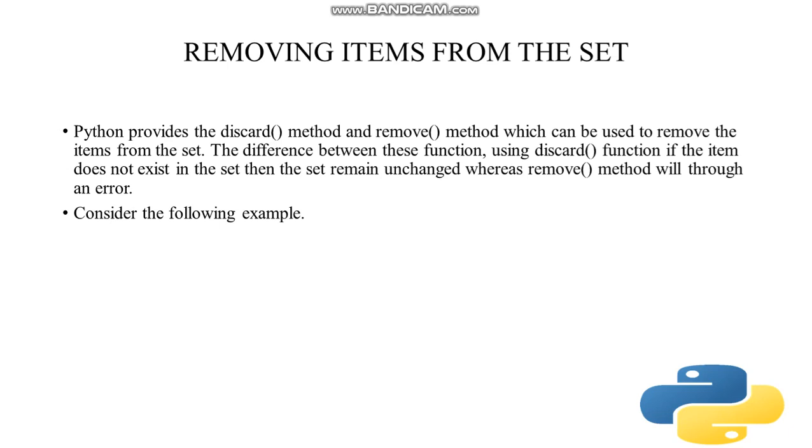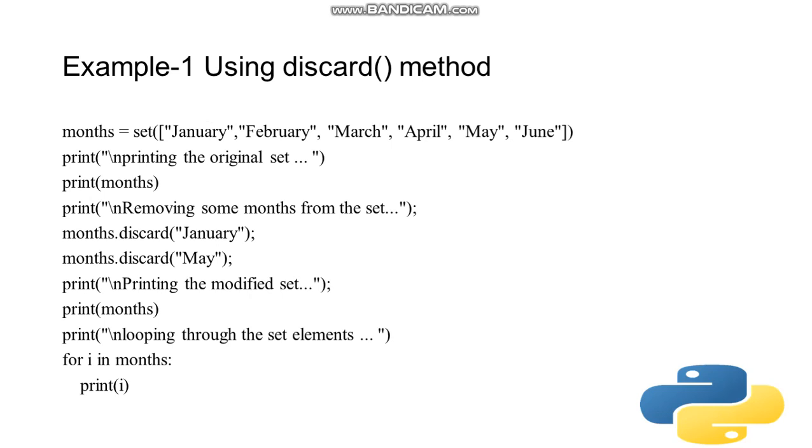Next is removing items from the set. Python provides the discard method and remove method, which can be used to remove items from the set. The difference between these functions: using the discard function, if the item does not exist in the set, then the set remains unchanged, whereas the remove method will throw an error. So both methods will remove elements from the set, but if we remove a particular item from the set and it is not present, the discard method will not generate any error and the remove method will generate an error.